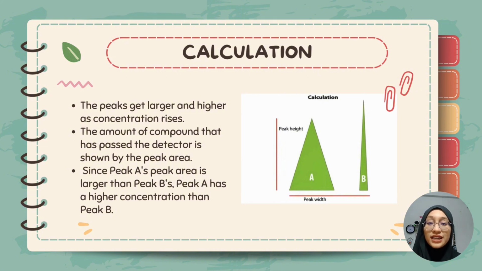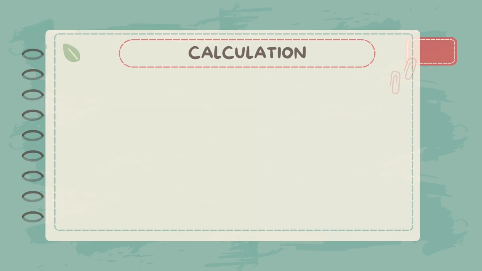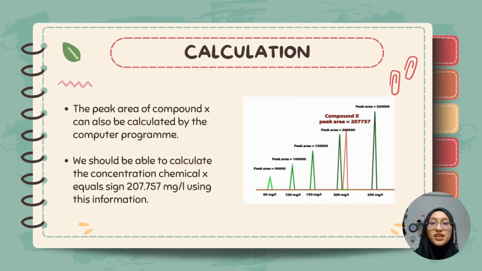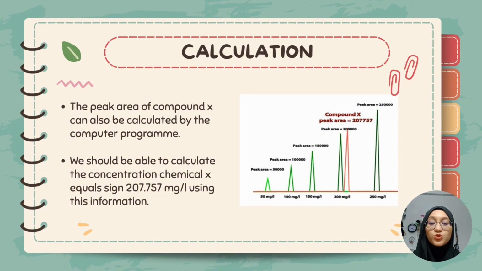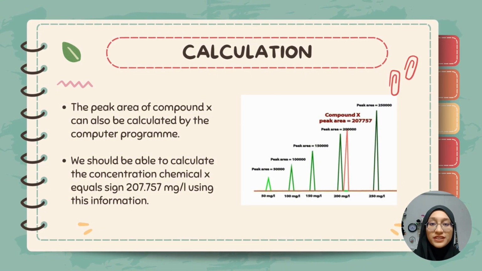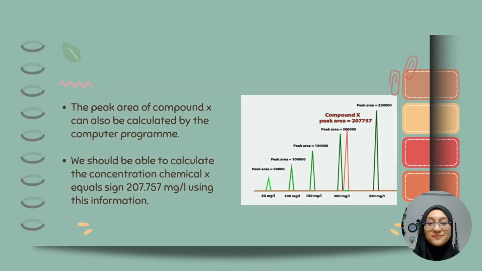Let's have a look at the calibration curve. With this information, we should be able to calculate the concentration of compound S, which is equal to 207.757 mg/L. The peak area of compound S can also be calculated by the computer program. If the software calculates everything, why bother looking at the chromatogram? We want to make sure our analysis is done correctly by looking at the chromatogram.